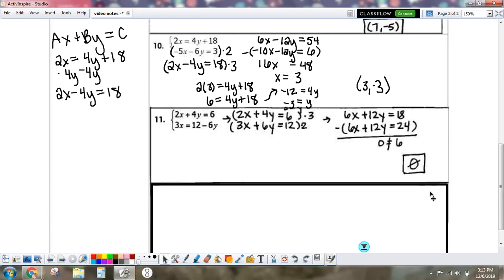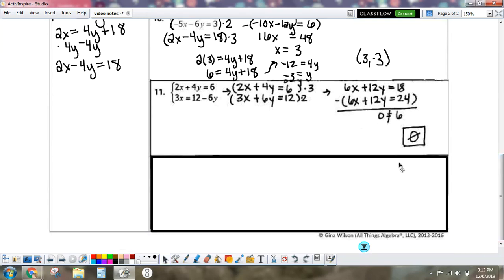For number 11, you should have had no solution, because whenever you go to simplify it, you do end up with the same thing on the left, but on the right, the numbers are going to be different. 0 does not equal 6, so that means no solution. Try 12.